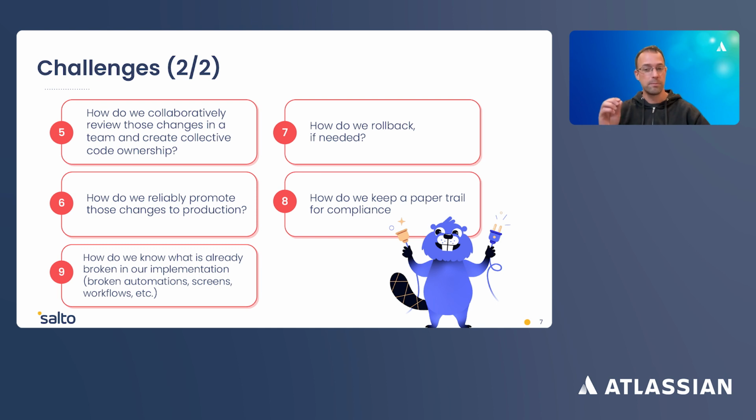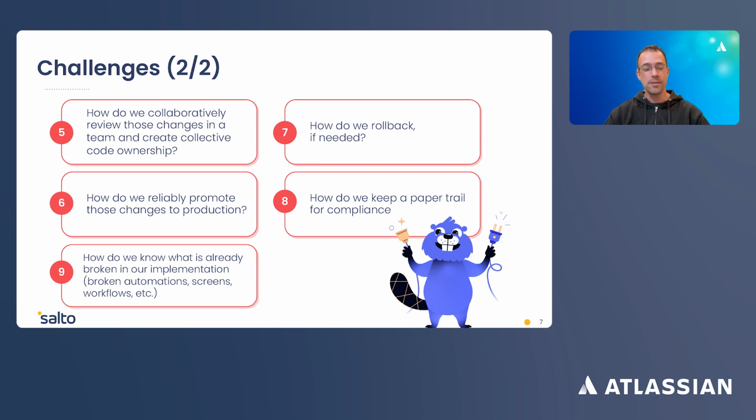How can we keep a proper paper trail for compliance, as in some cases, Jira is under the provisions of SOX or SOC 2 audit? How can we know what is already broken in our implementation? Because unfortunately, probably many of us already have some broken automations or screens or workflows within our instances.